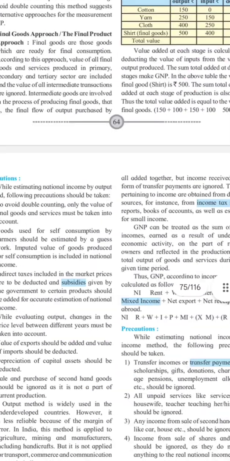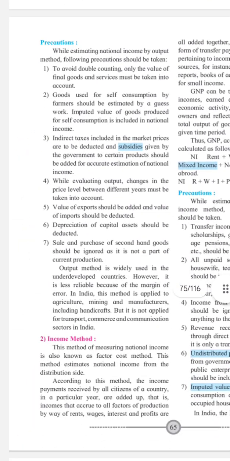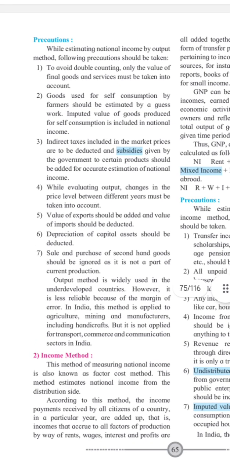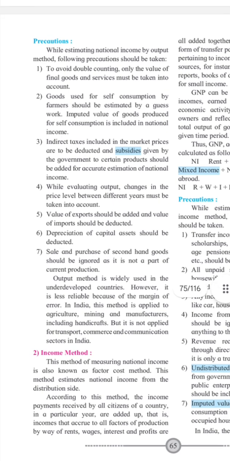Now, in this method, what are the precautions to be taken? First is avoid double counting. Only final goods and services should be included. Second is include goods produced for self-consumption. For example, farmers consuming their own produce. I'm not reading from here because I have created short points, so I'm saying that only, but they are from the book only.